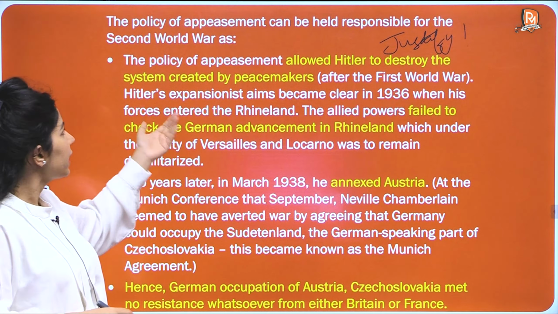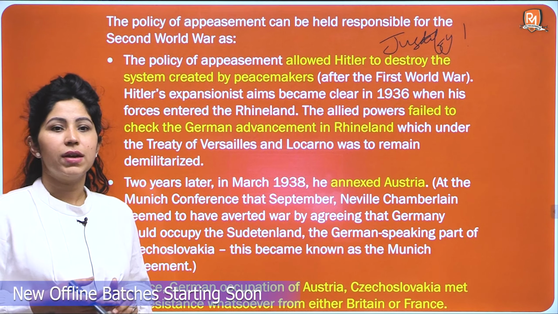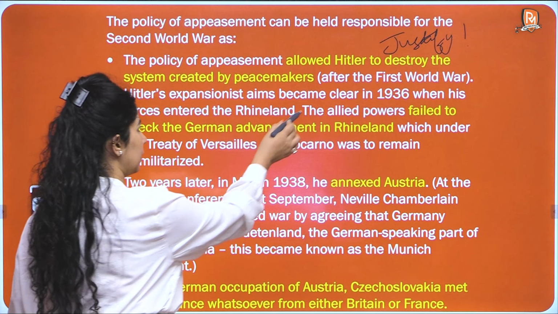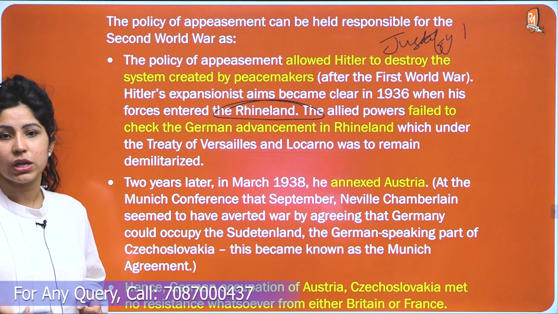We are explaining here how Hitler was expanding his geographical territory without having any checks. So the policy of appeasement allowed Hitler to destroy the system created by peacemakers after the First World War. Hitler's expansionist aims became clear in 1936 itself, when his forces entered the Rhineland. So that was the first expansion. The Allied powers failed to check the German advancement in the Rhineland, which under the Treaty of Versailles and Locarno was to remain demilitarized. So that treaty was not adhered to, and Western powers did not do anything.